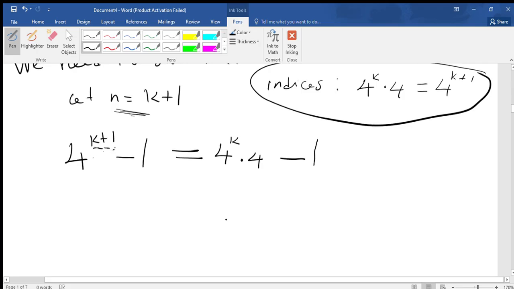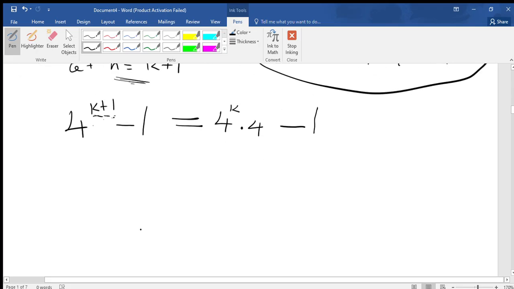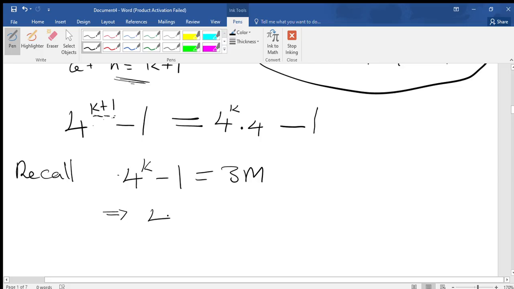So if we have that case, then we can now break it down to what we already know. Since this is 4k multiplied by 4 minus 1, recall we had, let 4k minus 1 equal 3 power n. This is what we said at first. So from here we can have 4k equal to 3^n minus what? The 1 goes to the other side and becomes plus 1 when we make 4k the subject.